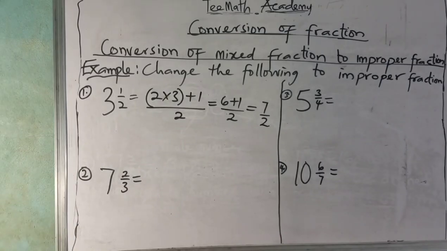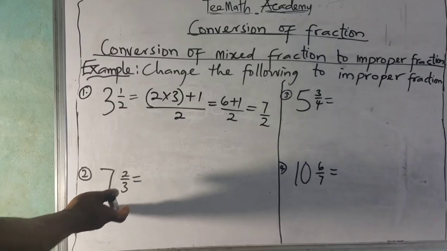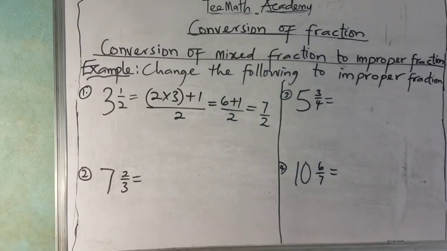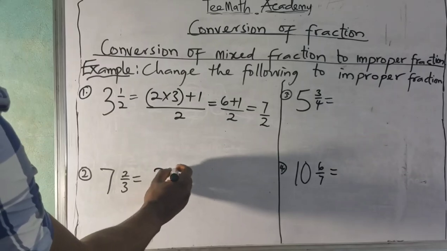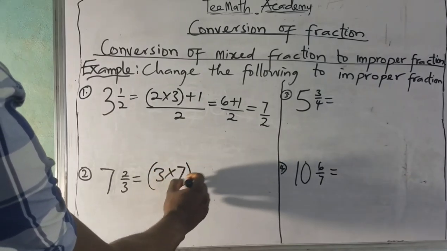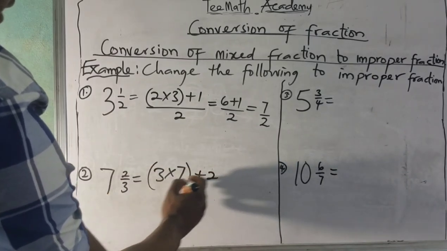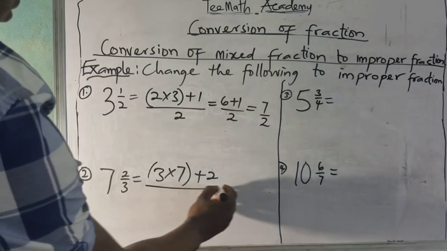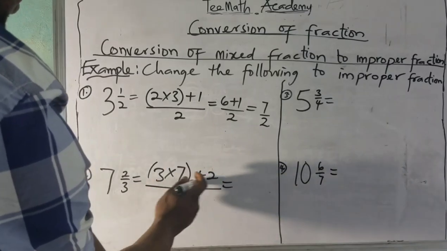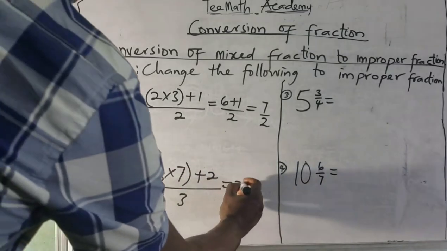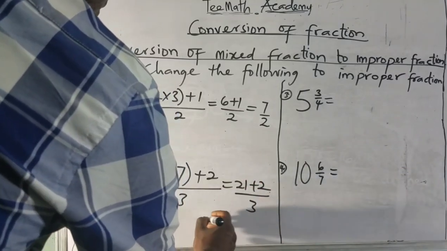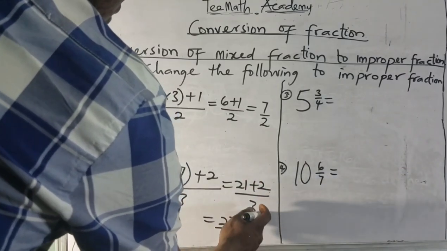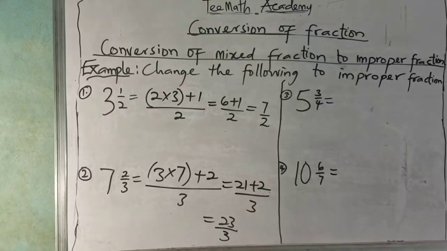Number 2, we have 7 whole number, 2 over 3. Okay, the same way that we used to solve this, we applied here. That will be the denominator here. That is 3 times 7. Okay, then plus numerator, which is 2. Our numerator here is 2 over 3. So 3 times 7 is 21. Then plus 2 over 3. 21 plus 2 is 23. Then all over 3. That's all about that.